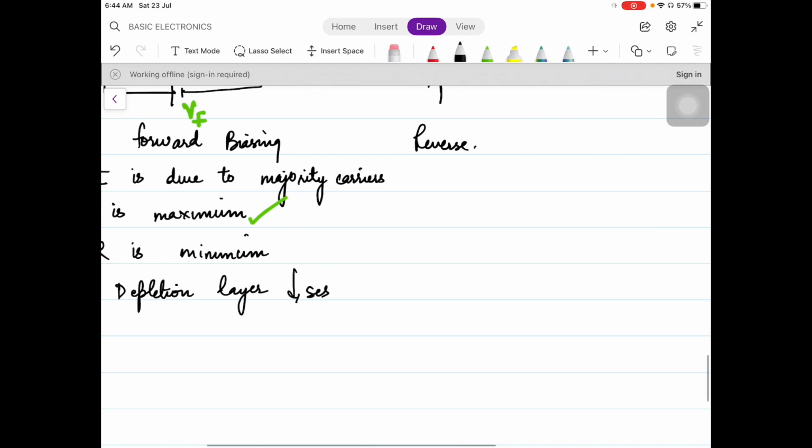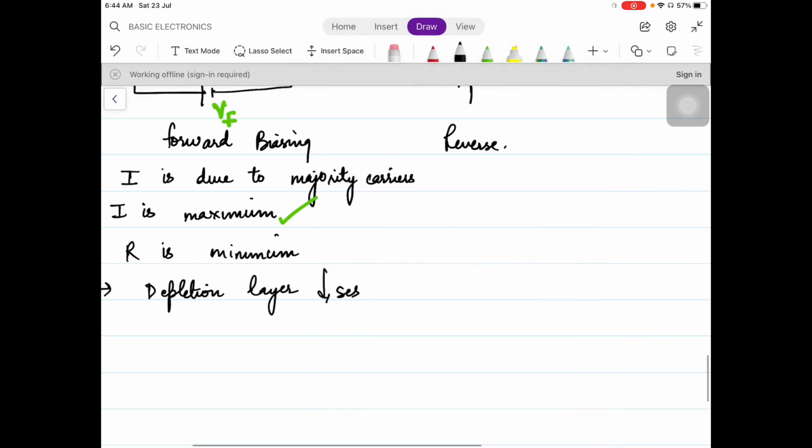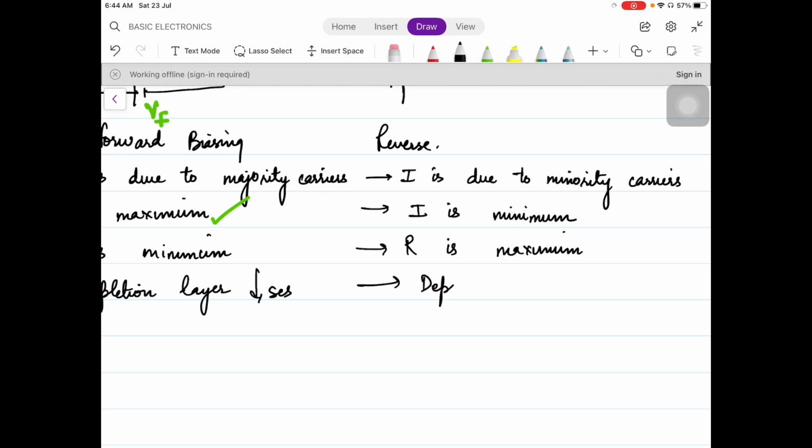Now let us come to the reverse biasing case. In reverse biasing, first of all, current is due to minority carriers. Because minority means lesser in number, the current is going to be very less. So the current here is minimum. For the ideal case it will be 0, but for the practical case it will be minimum. Therefore, resistance is maximum. And here the depletion layer increases.